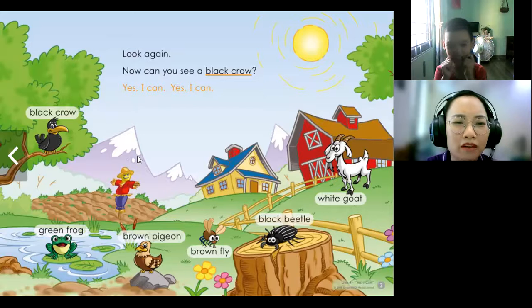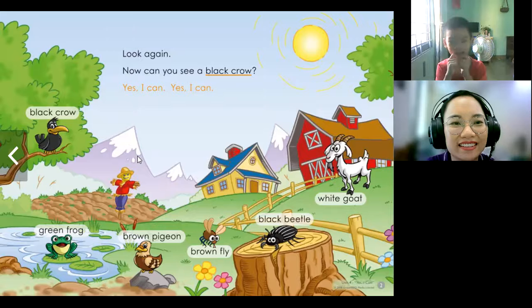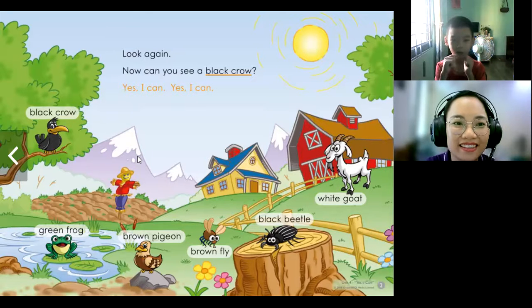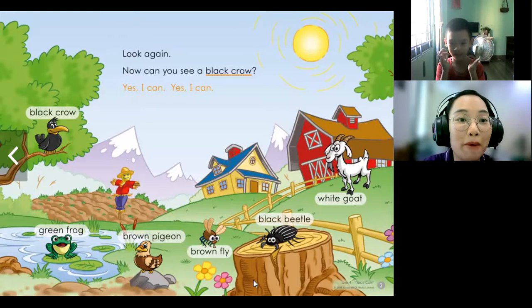What can you see on the farm? I can see a house, a white dog, a black beetle, a white goat, and a fly. Very good. So let's move on with a poem.